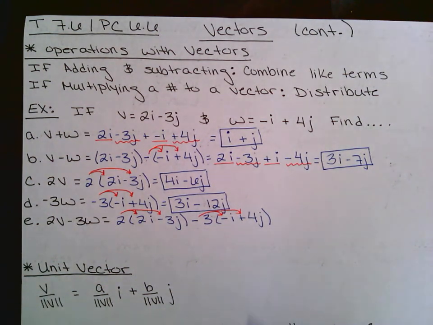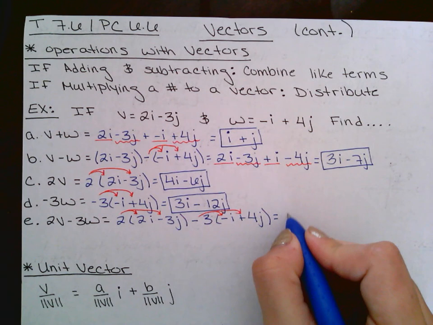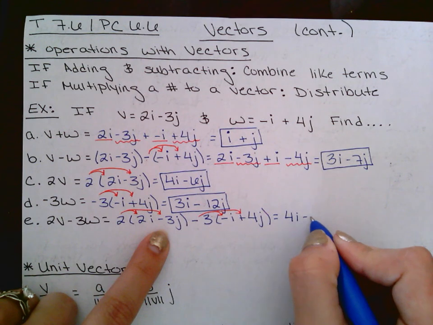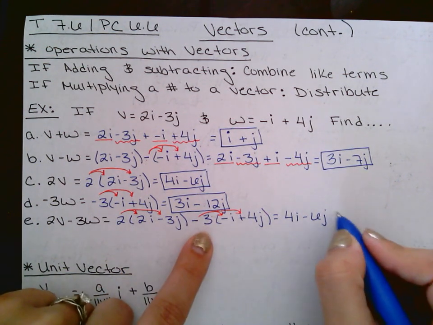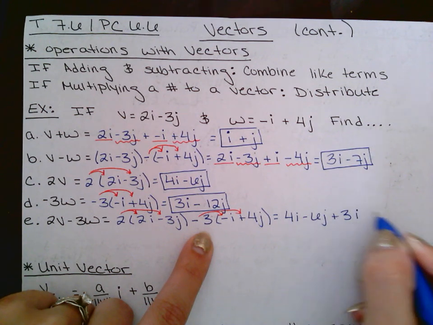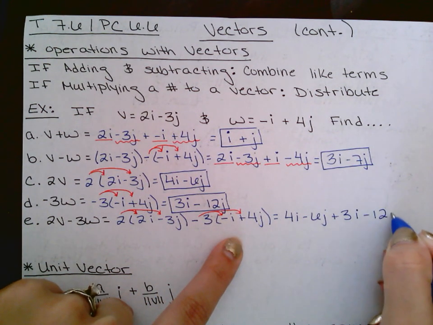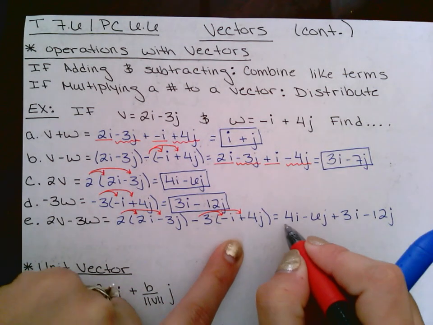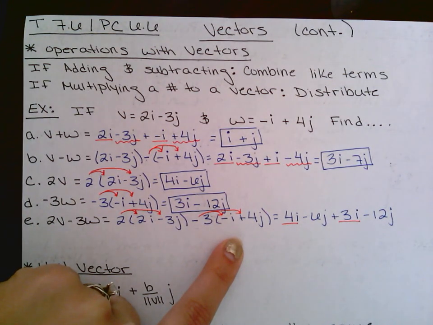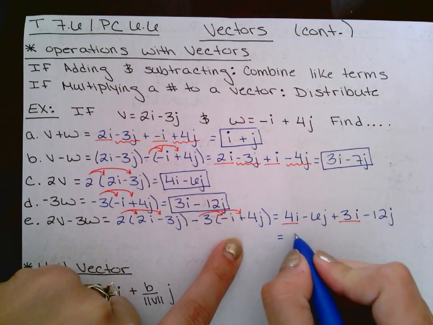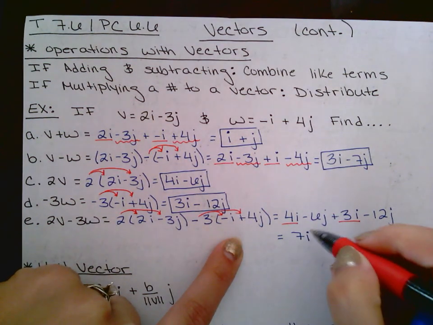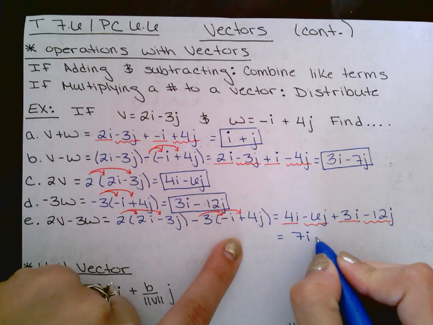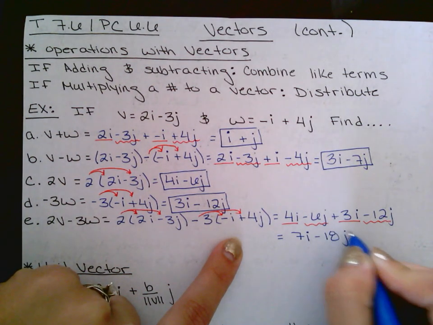Okay, we end up with 4i, okay, minus 6j plus 3i minus 12j. All right, and now at this point is where I can combine like terms. Here is my i's, which is going to leave me with 7i, and then I have my j's, which is going to leave me with negative 18j.